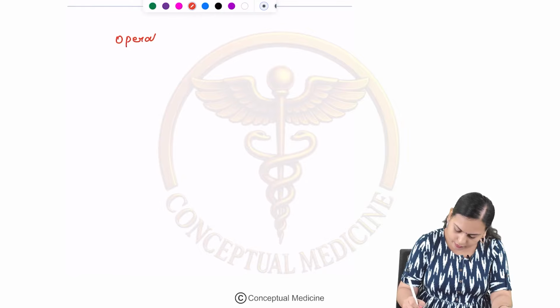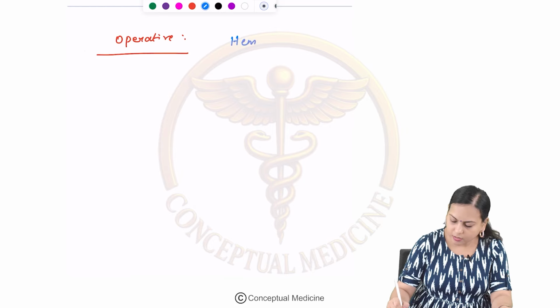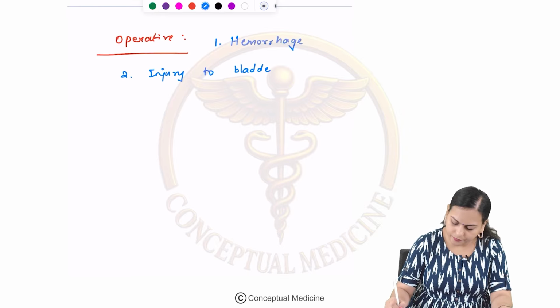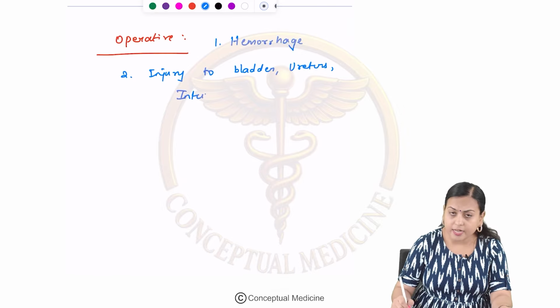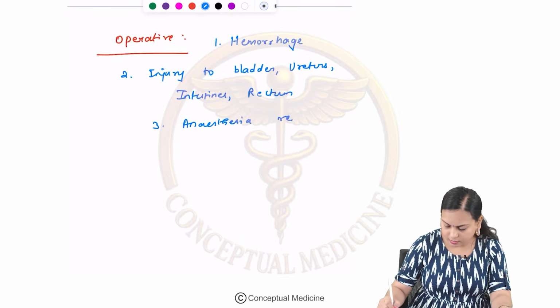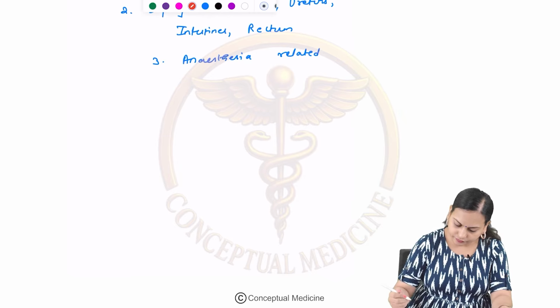So operative complications can include hemorrhage, or there can be injury to bladder, ureters, intestines as well as rectum, and there can also be anesthesia related complications.